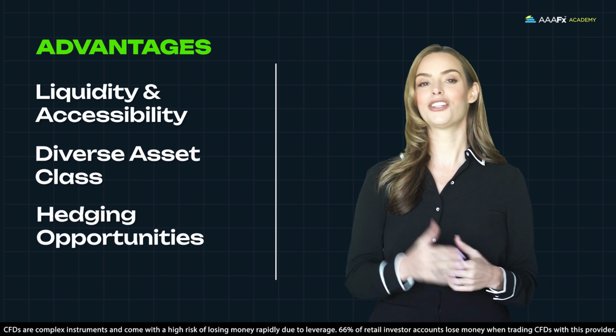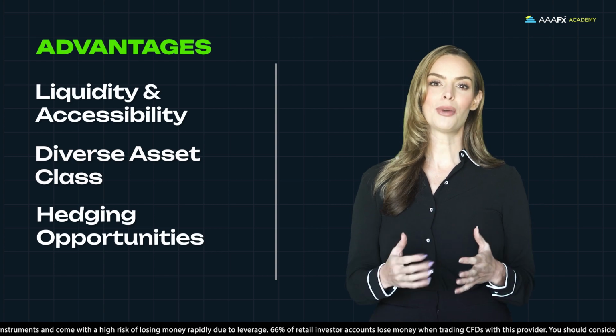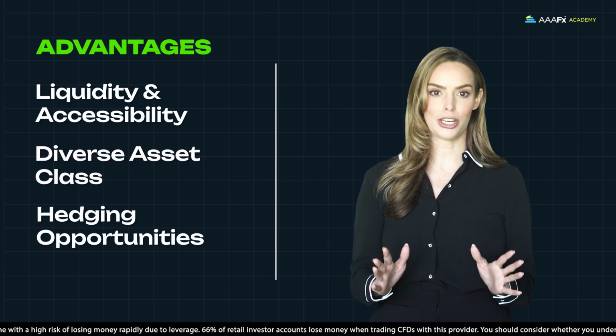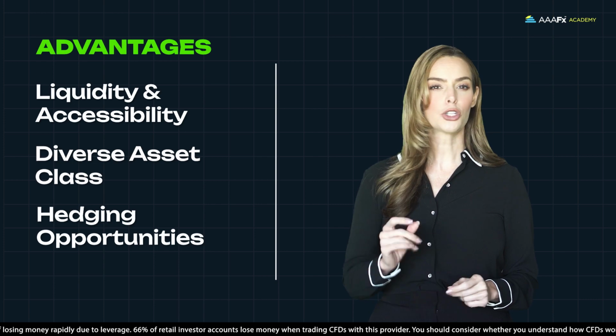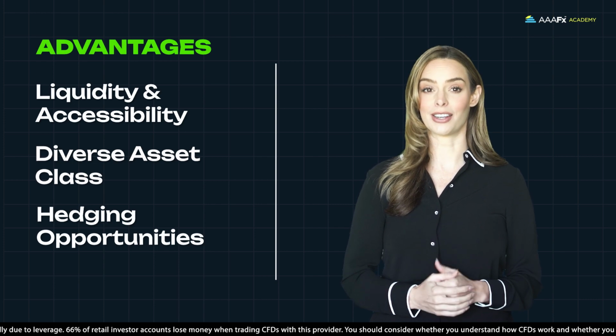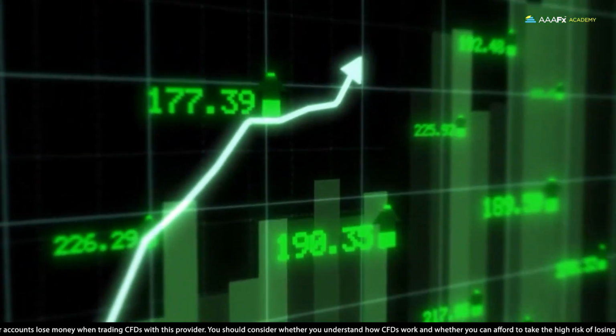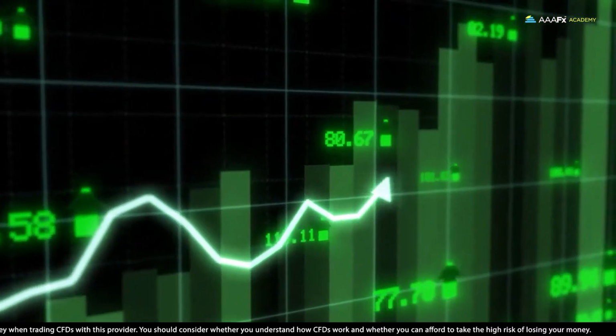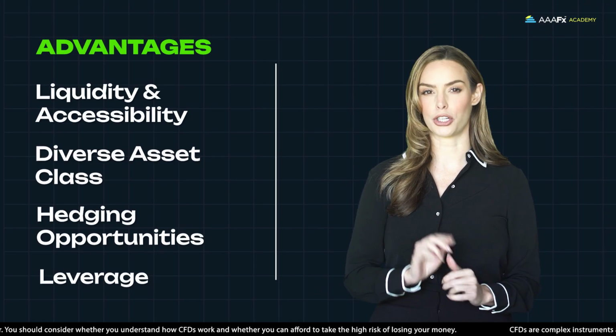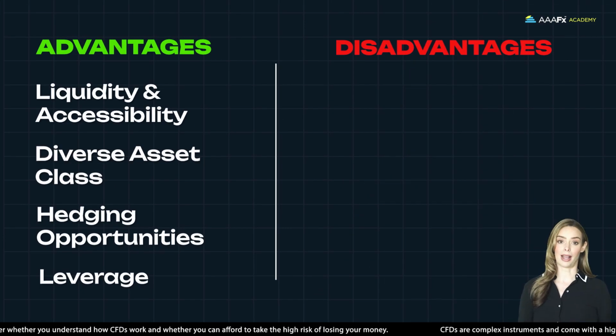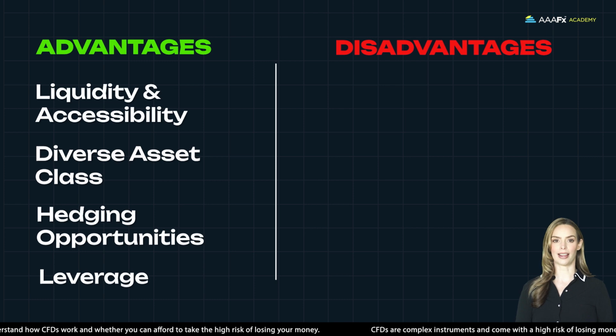Number 3, hedging opportunities. Hedging with CFDs can be a game changer in risk management. It's a tool every trader should consider. Number 4, leverage. The ability to trade with leverage provides opportunities for higher profits. However, it's crucial to use with caution. Moving on to the drawbacks associated with CFD trading.